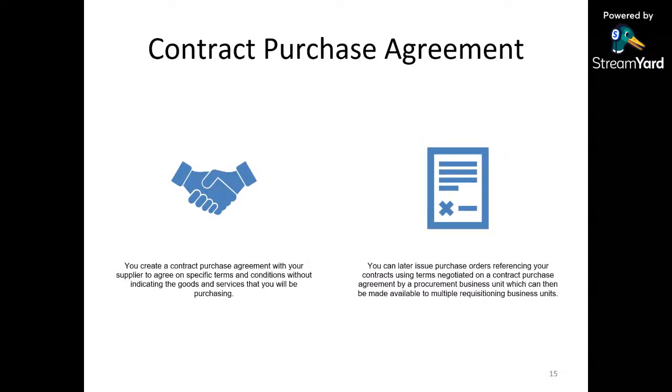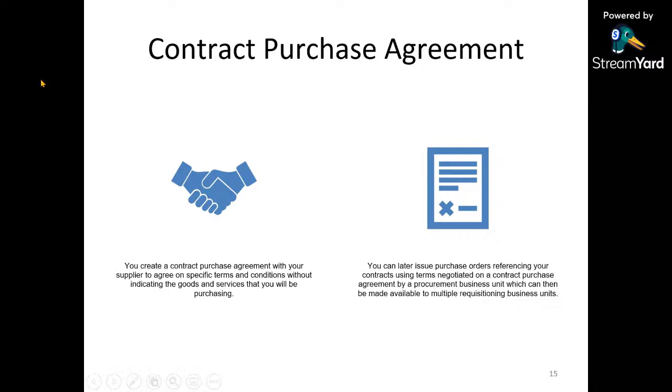And there is something called a contract purchase agreement. This is a simple agreement. You create a contract purchase agreement with your supplier to agree on specific terms and conditions without indicating the goods or services that you will be purchasing. Meaning, let's say we do not even know the material. I might need 10 items or 20 items or 10 different services from a specific supplier. I know only the supplier, and I know only the time, maybe between 2 years I'll be purchasing.